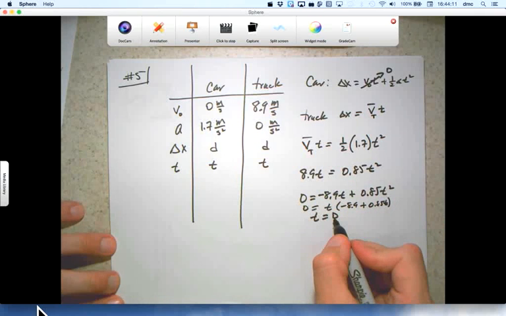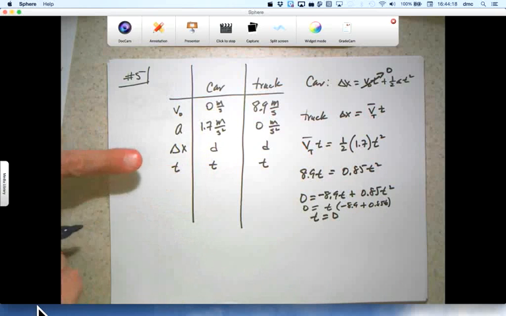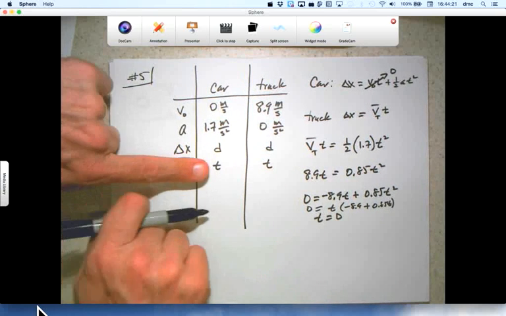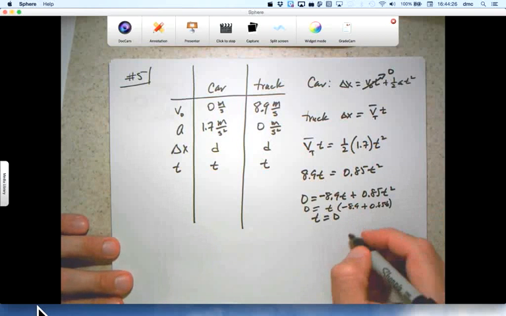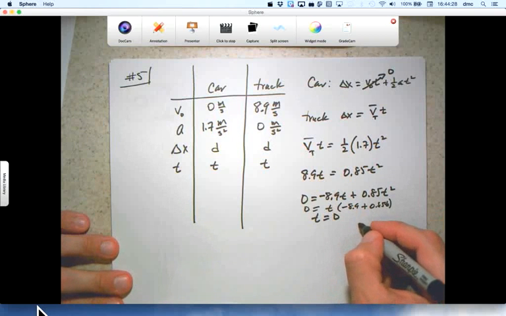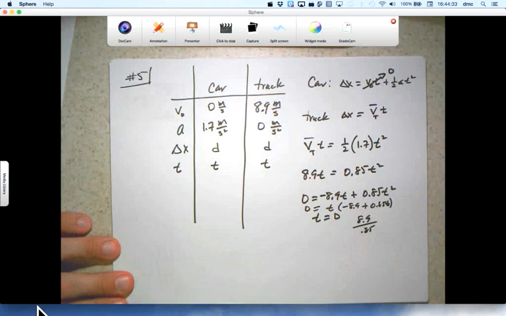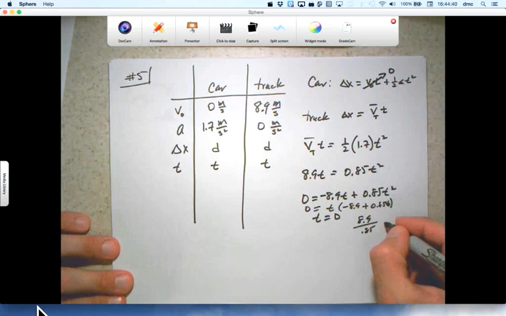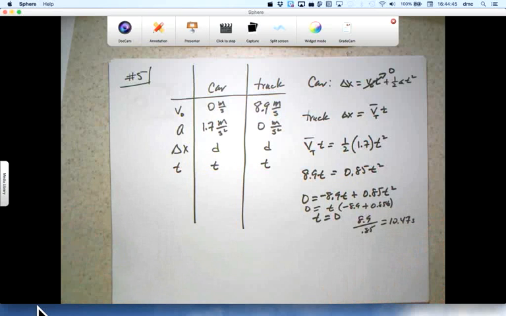So I have t equals 0, meaning they're at the same place at the same time at the very beginning, which is true because here's the car and here's the truck, and the car is sitting here and the truck's coming by and passes as the car starts. So that makes sense. And the other t is 8.9 divided by 0.85. So 8.9 divided by 0.85 is 10.47 seconds. So 10.47 seconds later is when they cross.